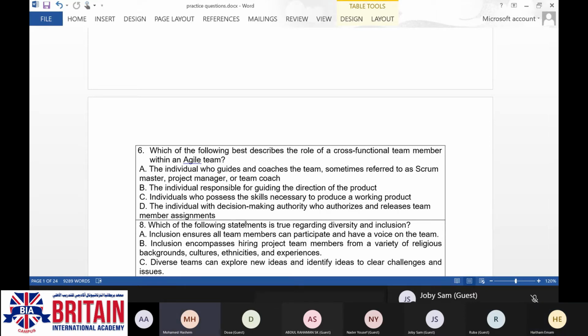A, the individual who guides and coaches the team, sometimes referred to as Scrum Master, Project Manager, or Team Coach. B, the individual responsible for guiding the direction of the product. C, individuals who possess the skills necessary to produce a working product. D, the individual with decision-making authority who authorizes and releases team member assignment.